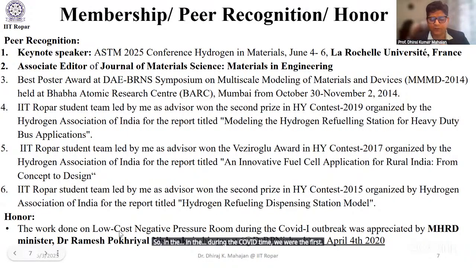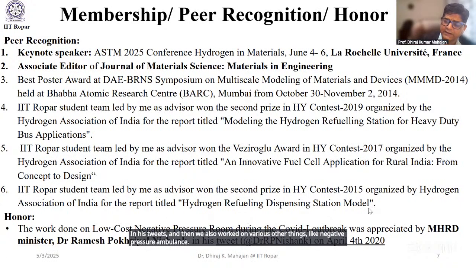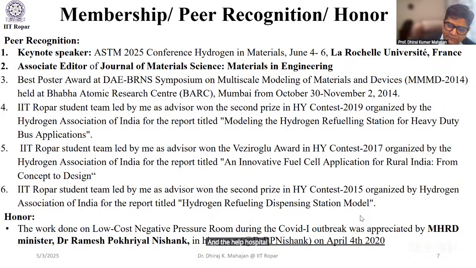in India to design the low cost negative pressure rooms, which was required in the hospital for controlling the COVID spread among the medical fraternity. So our work was shared by then MHRD minister in his tweets, and then we also worked on various other things like negative pressure ambulance and helped hospitals make such rooms, with CSR grants from various companies.